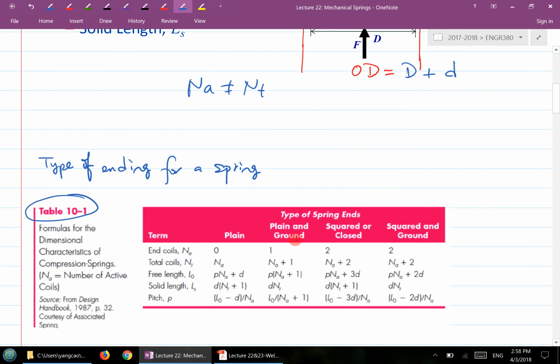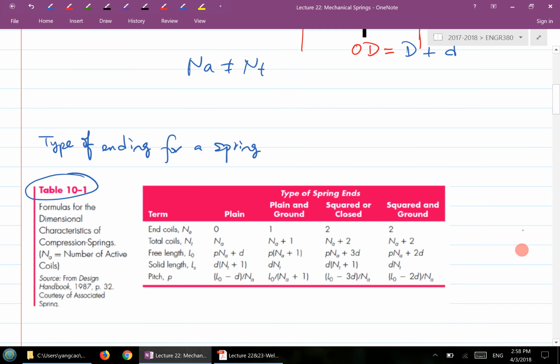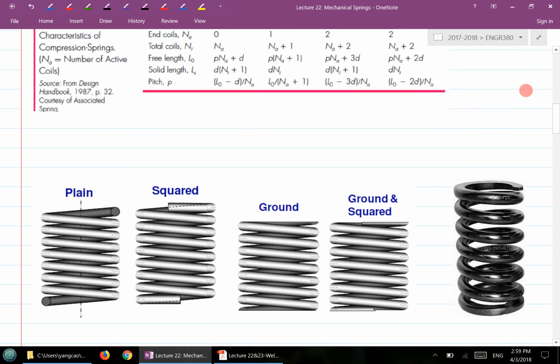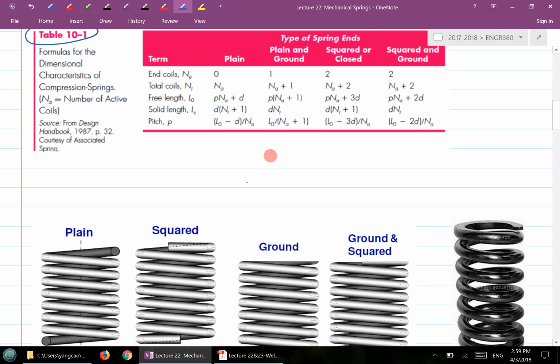Another one is called plane and ground, square or closed, or square and ground. So what is the difference? I'll show you the picture here. If this is the plane, and this is basically the square or closed, you can clearly see the difference. Basically, the last coil, the ending of the coil, is pressed and touching the adjacent coil, so there's no gap anymore. That's called squared.